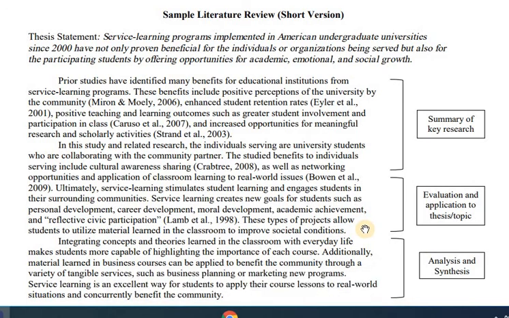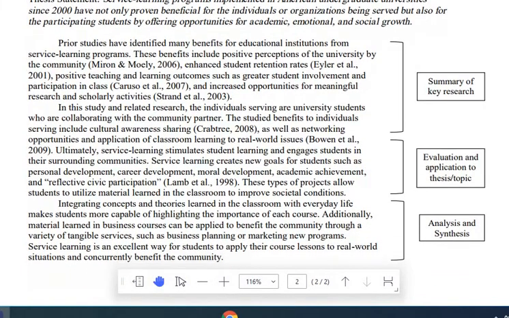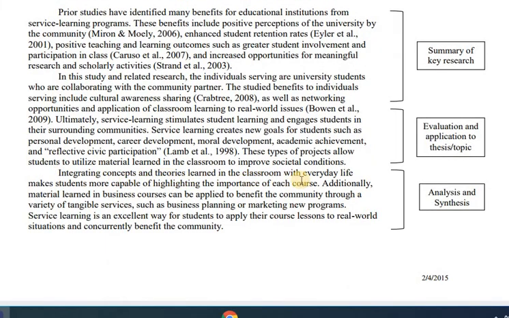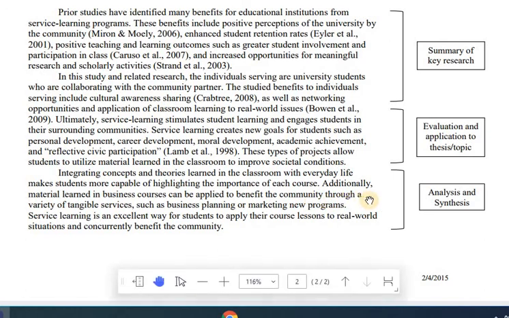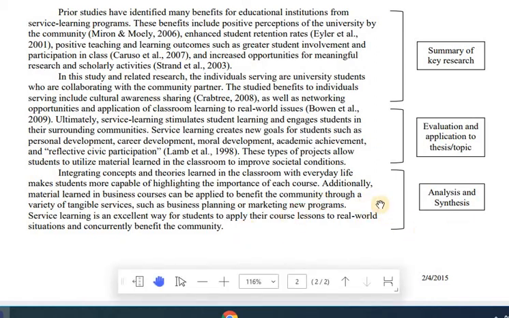Okay, what's the point? So here also you can see that with this part, the concepts and theories learned in the classroom make students more capable of highlighting the importance of each course. Additionally, material learned can be applied to benefit the community. So here in this part of the analysis, you're showing the positive points, such as giving benefit to the community. So this is your analysis here.